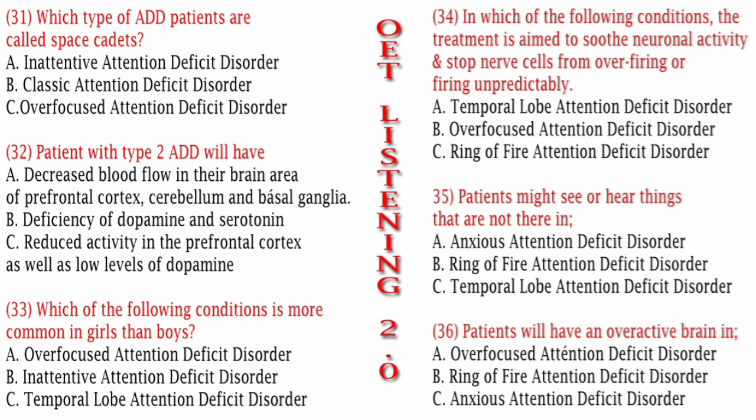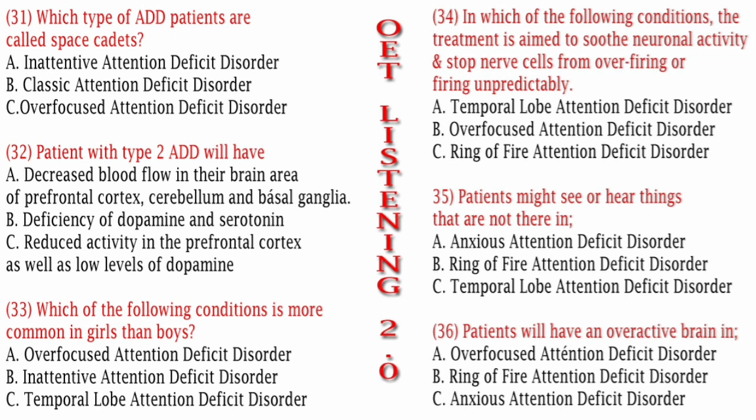Type 2. Inattentive attention deficit disorder. People with inattentive attention deficit disorder are often described as daydreamers, space cadets, and couch potatoes. This type is more common in girls than boys and is often diagnosed later in life because people with type 2 inattentive attention disorder don't have behavioral problems. People with this disorder have reduced activity in the prefrontal cortex as well as low levels of dopamine.